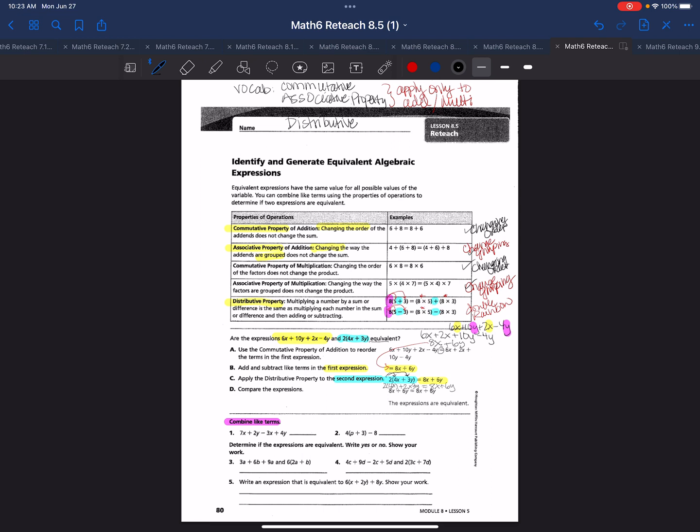So if I have 7x plus 2y minus 3x plus 4y, then I can say 7x minus 3x plus 2y plus 4y. So 7x minus 3x is 4x plus 2y plus 4y is 6y.